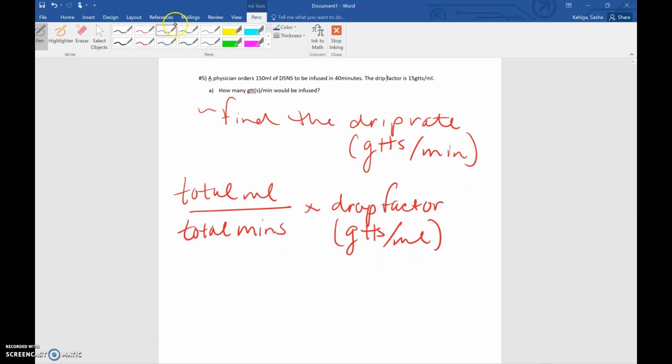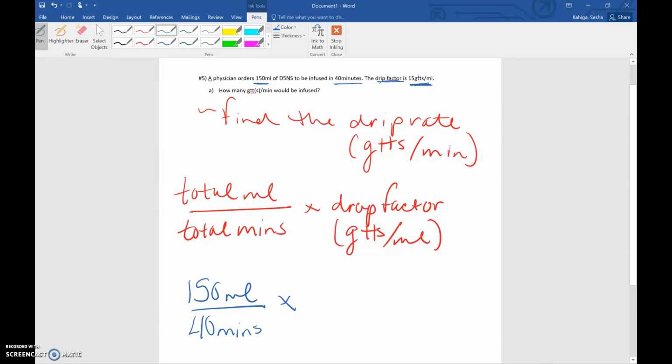So my total amount of milliliters happens to be 150 milliliters, over my total amount of minutes, which has to be 40 minutes. This is based off of what the problem gives. And then we're going to multiply it by the drop factor. In this case, they call it the drip factor, but regardless of the terminology that they use, drop factor, drip factor, remember the drop factor has the units of drops per milliliter.